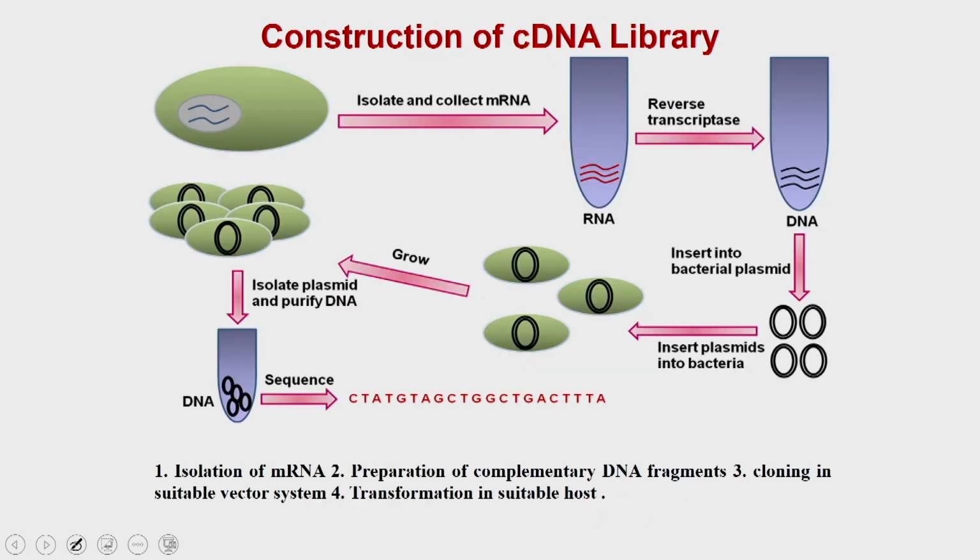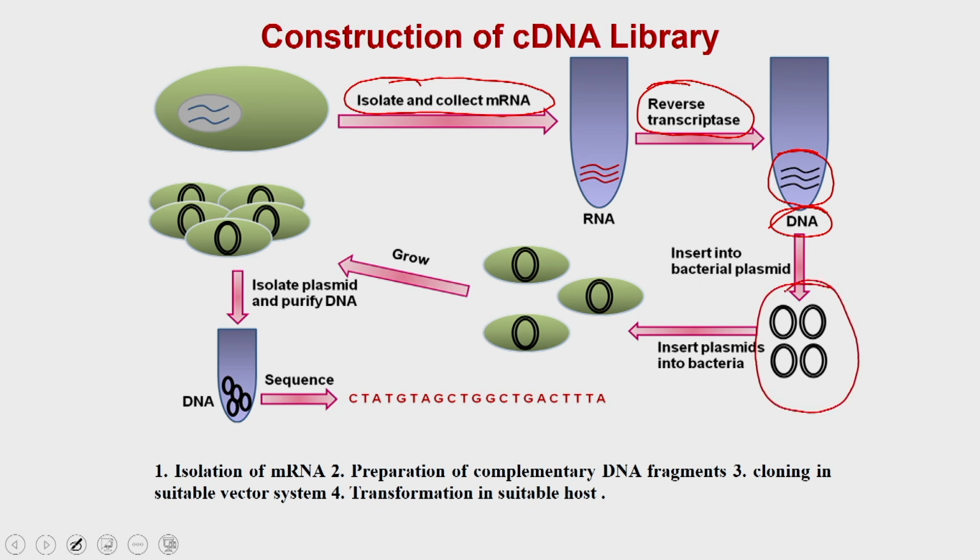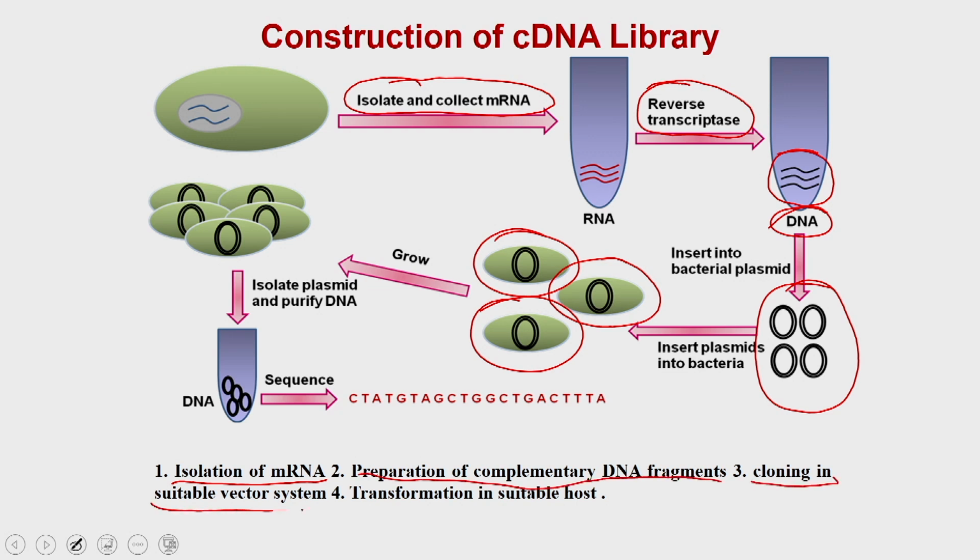Apart from that, for the cDNA library, the first step is that you isolate and collect the messenger RNA. Then, with the help of the enzyme reverse transcriptase, you produce the cDNA. Then you clone this cDNA into a plasmid, and do a transformation so that it will be taken up by the bacterial cell, and that is how you get the cDNA library. So, these are the steps: isolation of messenger RNA, preparation of complementary DNA fragments, cloning into a suitable vector, and then transformation into a suitable host.